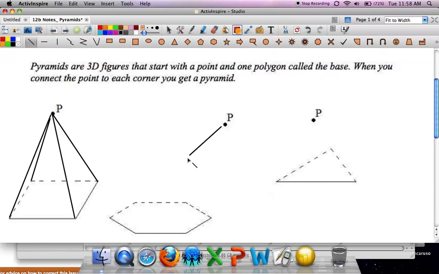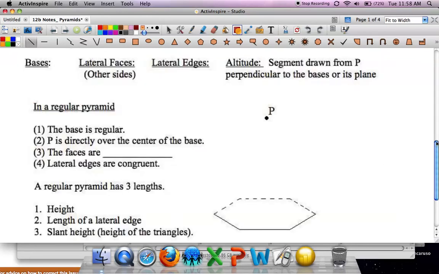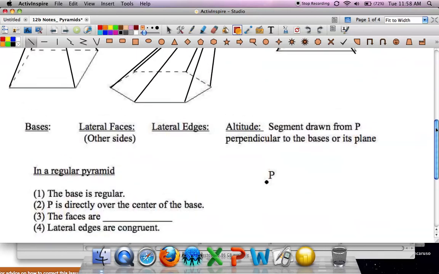Here's another example. This is another kind of pyramid. We're not going to be discussing oblique pyramids necessarily in this particular class, but it's nice to see. And this one would be a triangular prism. Okay. Lots of definitions in this section.